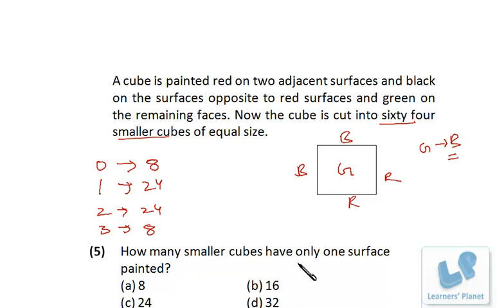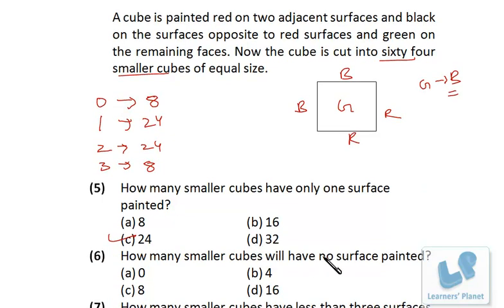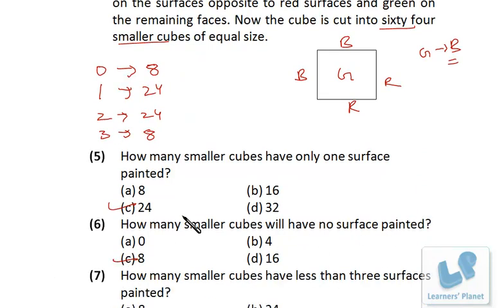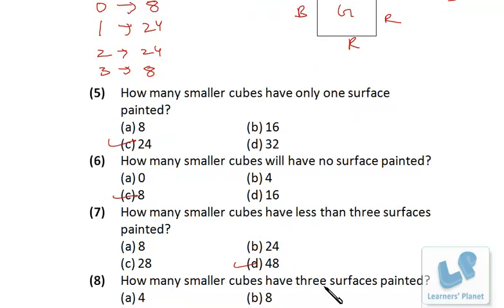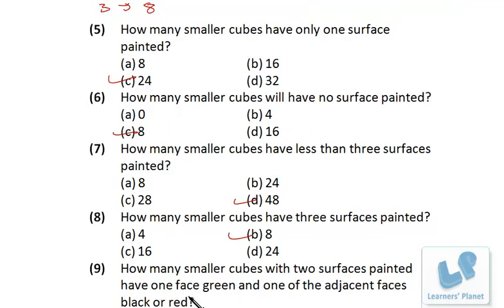The first question is, how many smaller cubes have only one surface painted? Irrespective of color, there are 24 cubes. Okay. Now, how many smaller cubes will have no surface painted? So that's 8. Okay. How many smaller cubes have less than 3 surface painted? That means 0, 1 and 2. Less than 3 surfaces, so that means 1 and 2 only. So 24 plus 24, 48. Okay. How many smaller cubes have 3 surfaces painted? So that's 8.